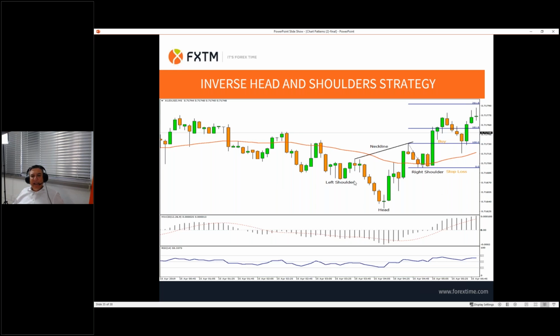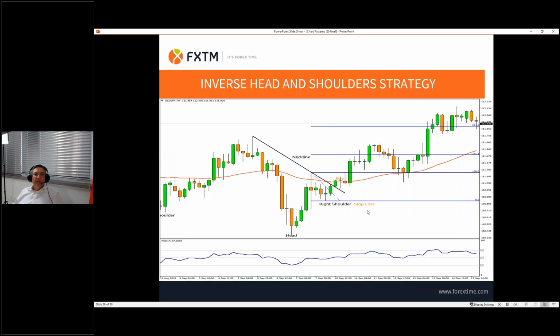And again, inverse head and shoulders. Now we combine not only MACD, but RSI as well. RSI being above the 50 line and MACD being above the signal line. RSI only, you can use RSI alone. Again, the same concept, we buy here when prices break above the neckline, and never forget the stop loss, in this case just below the right shoulder.